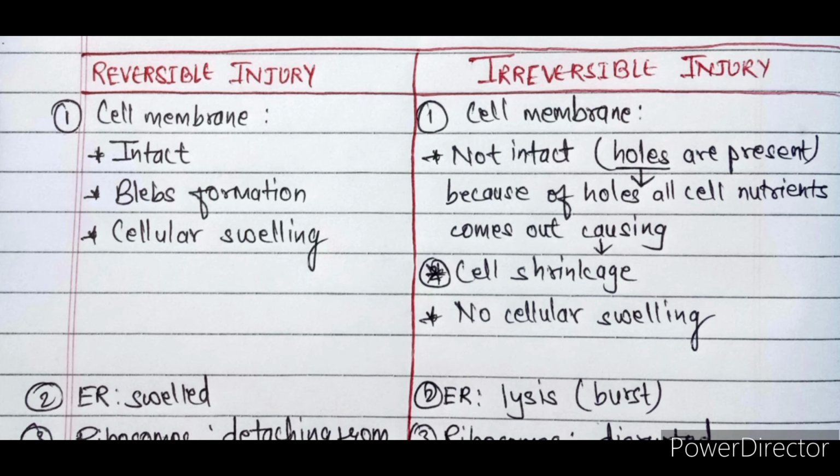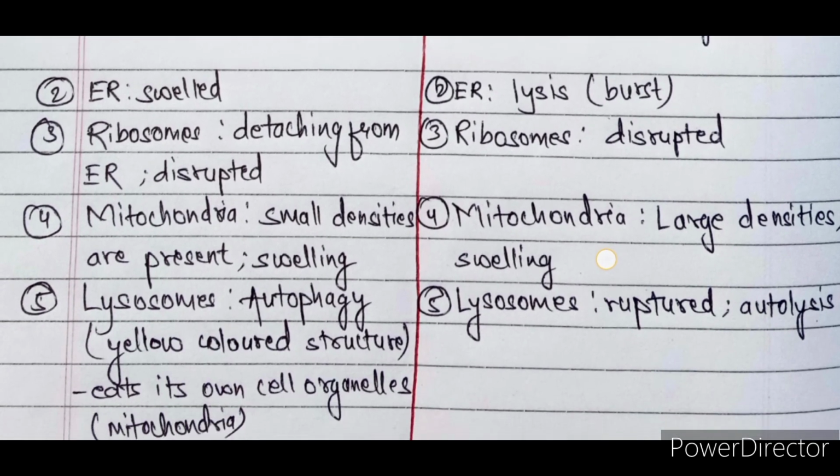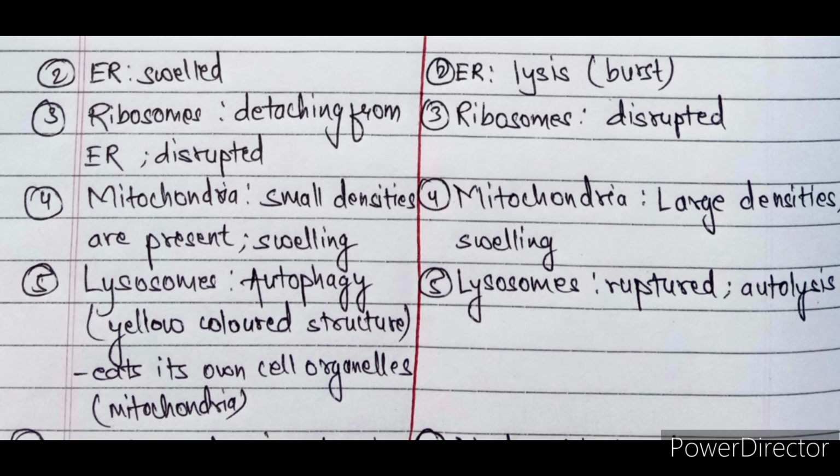And in the reversible injury, there is the formation of blebs, whereas in irreversible cell injury, there is no such bleb formation. In the reversible cell injury, there is cellular swelling, while in irreversible cell injury, there is no cellular swelling. Instead, there is cellular shrinkage due to the defect in the cell membrane. Now, let's talk about the second point, that is endoplasmic reticulum. In the reversible cell injury, it is swollen, whereas in irreversible cell injury, endoplasmic reticulum has undergone lysis, that is bursting of endoplasmic reticulum.